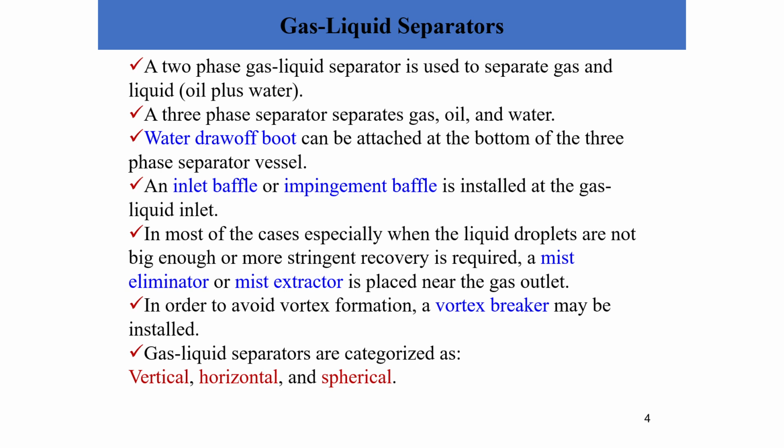And as we mentioned earlier, you will need the inlet baffle or the inlet diverter at the gas inlet, and the mist extractor will be needed only if you are dealing with a gas stream that has very tiny water droplets. You will also need what we call the vortex breaker in order to prevent the formation of a vortex. And finally, as we explained several times, these separators can be configured as vertical, horizontal, or spherical.